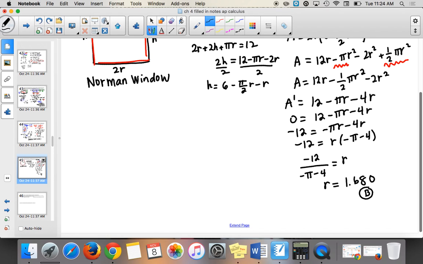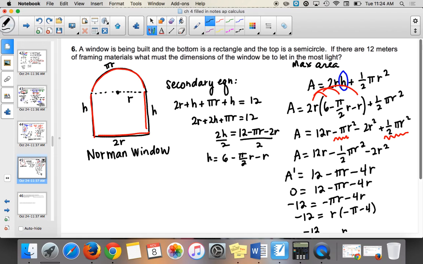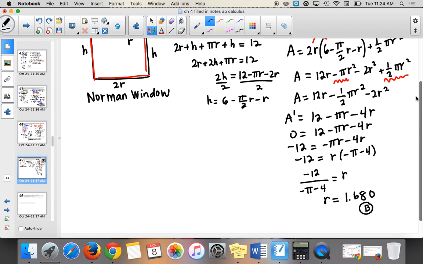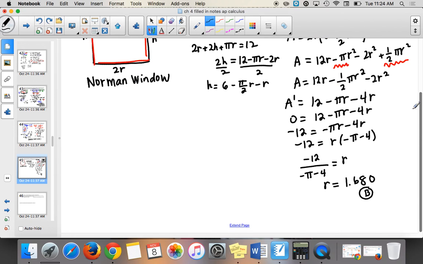All right, so now that you have that, the question is, what are the dimensions, right? So what must the dimensions of the window be to let in the most light? So that was the R value. So it's really like 2 R's down here. So how do you write the dimensions of a Norman window? It's not like length times width or anything. So what I tell my students to do is just draw a little sketch and I'll understand what's going on.